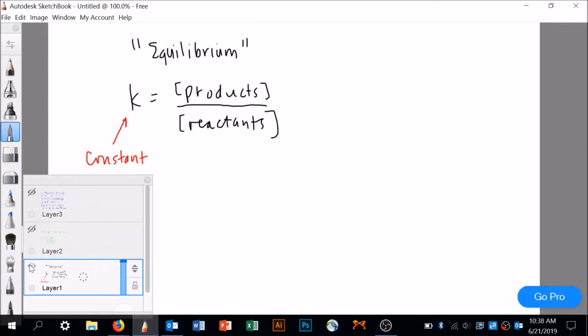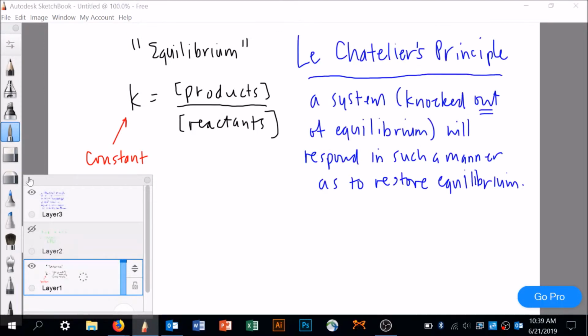Now, also within the domain of that, and sort of consequent from that, is Le Chatelier's principle. And Le Chatelier's principle is as follows, and this is a definition which is a little bit crude, but look at it here. A system that's temporarily perturbed out of equilibrium will respond in such a manner as to restore equilibrium, okay? A system that is not in equilibrium will try to get to equilibrium, okay? That's what Le Chatelier's principle is.